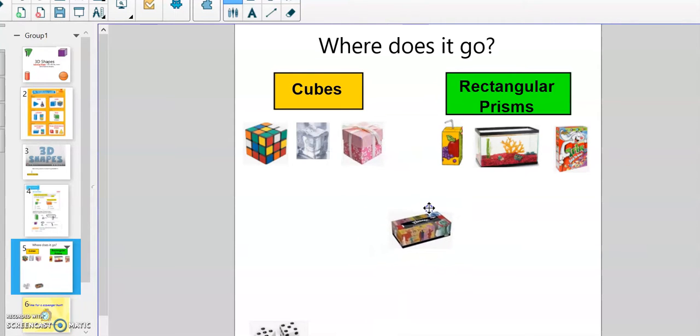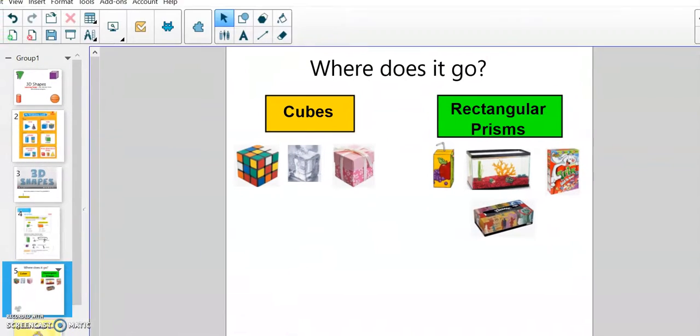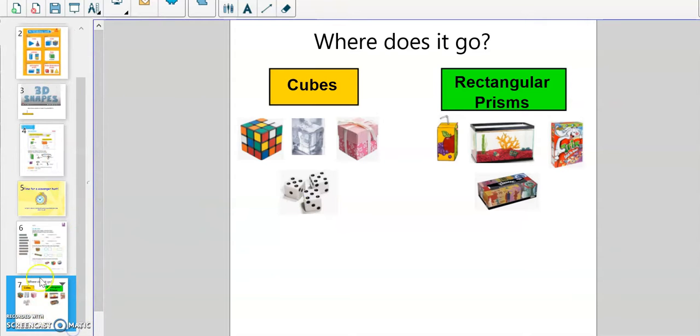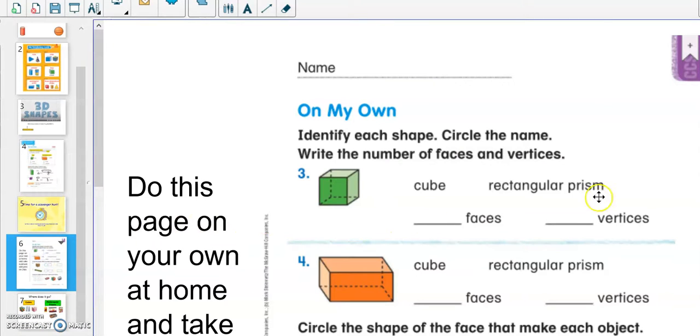Now here is a tissue box. Now this face right here looks like a rectangle. So this one should go under rectangular prism. Oh, we don't want to move that. We want to move this one. So these are dice, and our dice go under which one? Yep, cube.